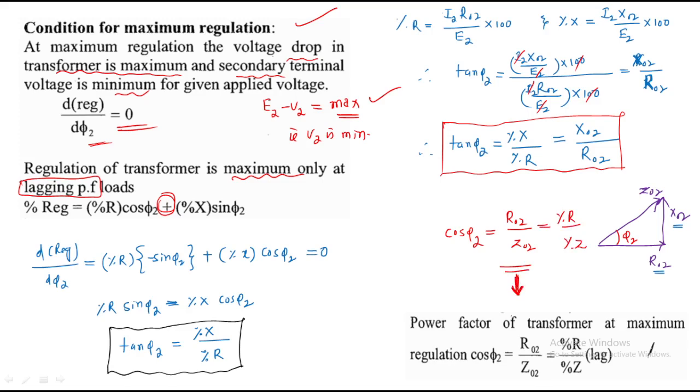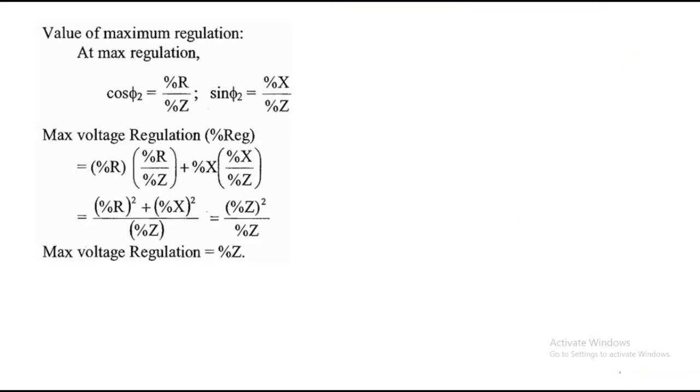maximum voltage regulation during lagging condition. That is the power factor of the transformer at maximum regulation, which is nothing but percentage R by percentage Z, that is lagging. Okay, like this we have to get the power factor during maximum voltage regulation. Now, before that, we have to get the value of maximum voltage regulation.